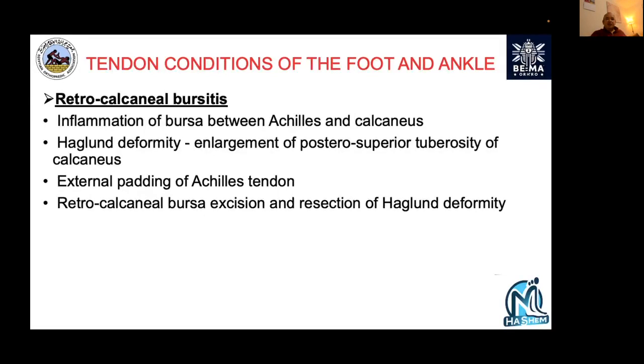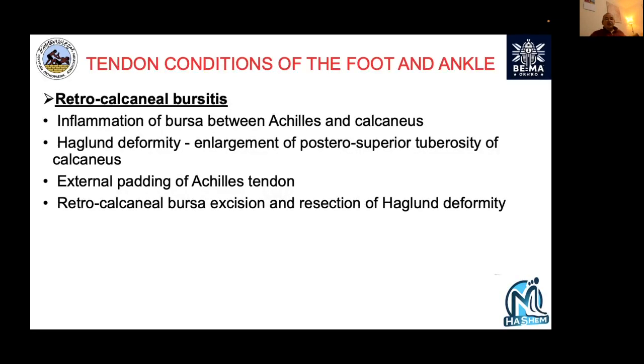Retrocalcaneal, this is the other tendon which has symptoms and problems with the foot, the tendon Achilles. And retrocalcaneal bursitis is basically, as we explained in the first lecture, the inflammation of the bursa between the Achilles and the calcaneum. So Achilles, bone, calcaneum, there is a bursa, which we call the retrocalcaneal bursa, between the calcaneum and the Achilles.